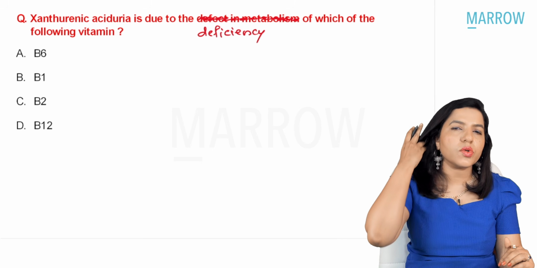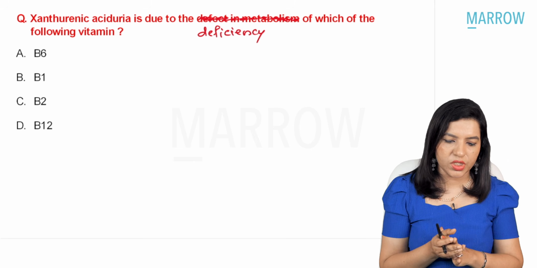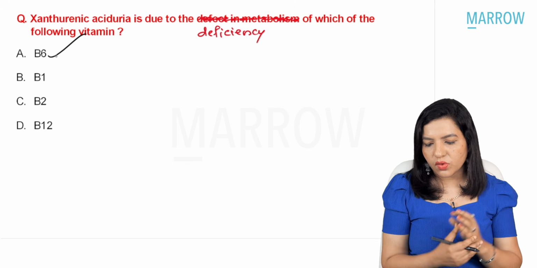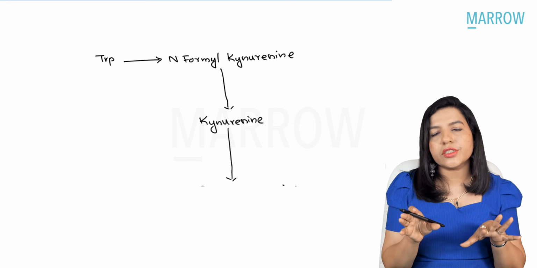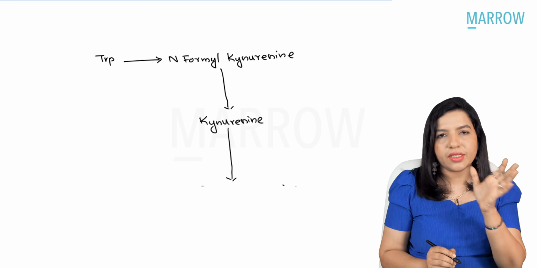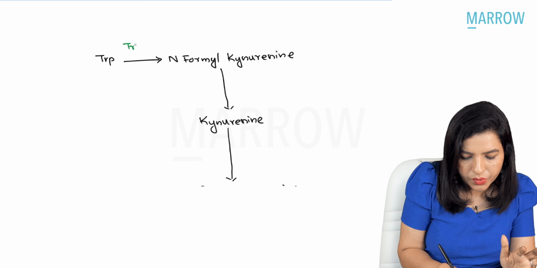So, going to the next question, xanthurenic acid is due to deficiency of which of the following vitamins? The answer is pyridoxine, otherwise vitamin B6. So, how is it related? We'll see. We know that it is related to tryptophan metabolism. In the catabolic pathway, tryptophan is converted to N-formyl kynurenine by the enzyme tryptophan pyrrolase, otherwise tryptophan dioxygenase.